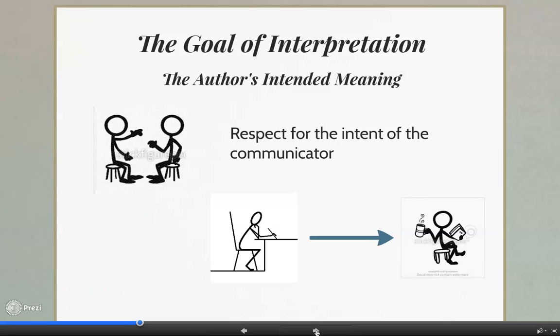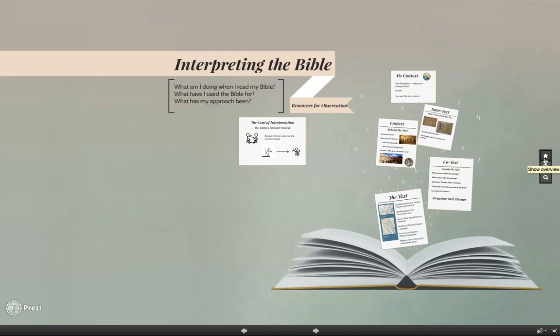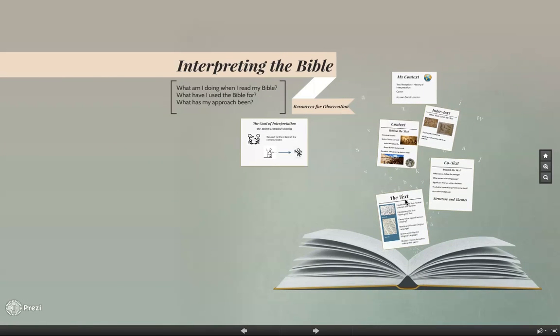All right, let's go ahead and talk about what some of the resources, the sort of observations, are that we use when we look at Scripture. You're going to see that our course, in many ways, is built around this idea of the text, the co-text, the context, the intertext, and then my context.